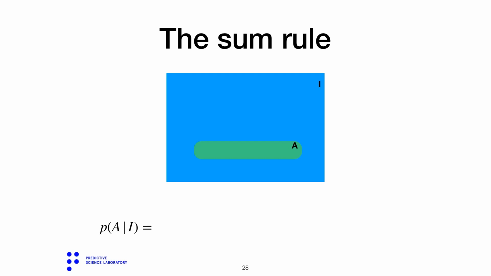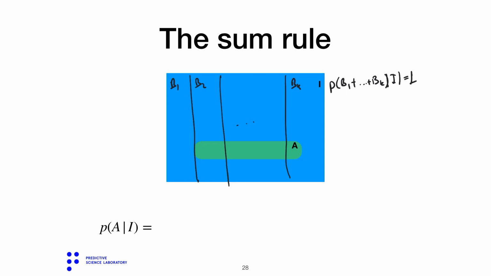Finally, the sum rule can also be written for an arbitrary number of Bs. So you can have here B1, B2, to Bk, as soon as these Bs satisfy the following properties. One of them must be true, so the probability of B1 or B2 or Bk must be 1, and no two of them can be true at the same time. So the probability of Bi and Bj being true at the same time is 0.